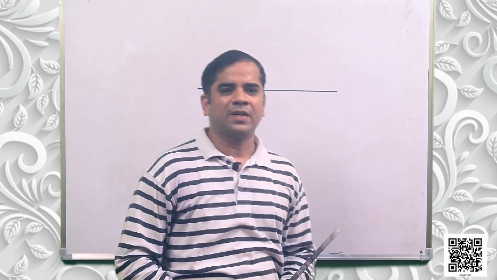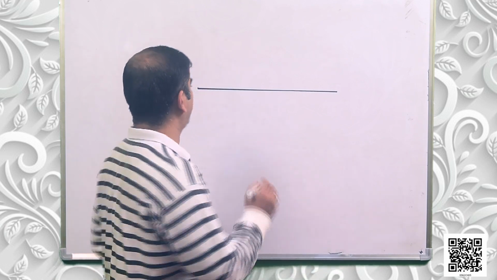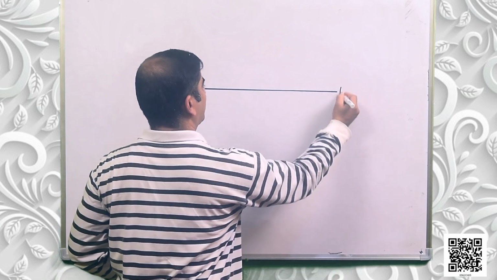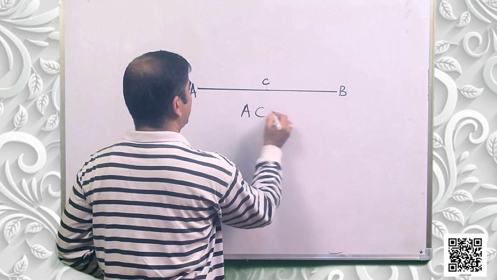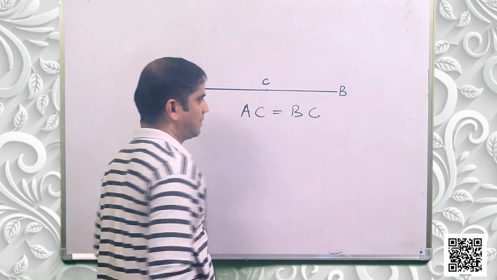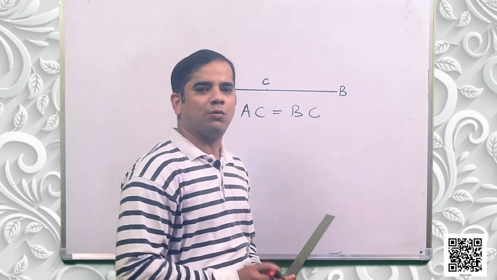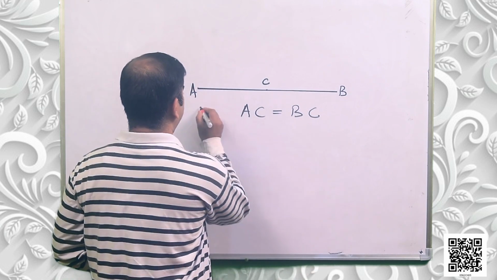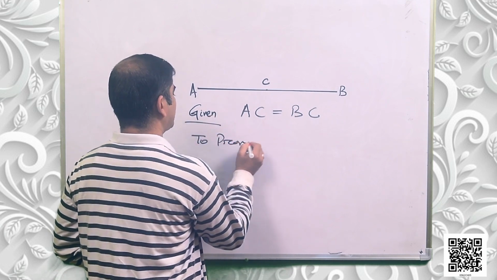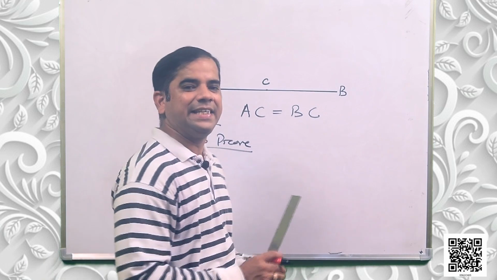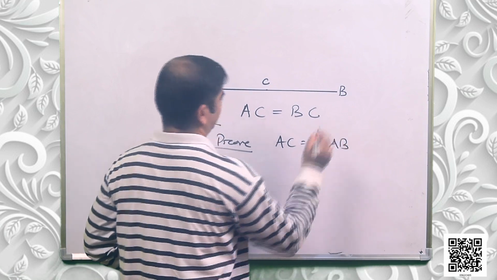So, as per the question, C lies between 2 points A and B such that AC is equal to BC. This is point A and point B, and suppose this is the point C, so that AC is equal to BC. That means C divides line segment AB into 2 equal parts. This is your given, and to prove, what we have to prove? AC is equal to half AB.